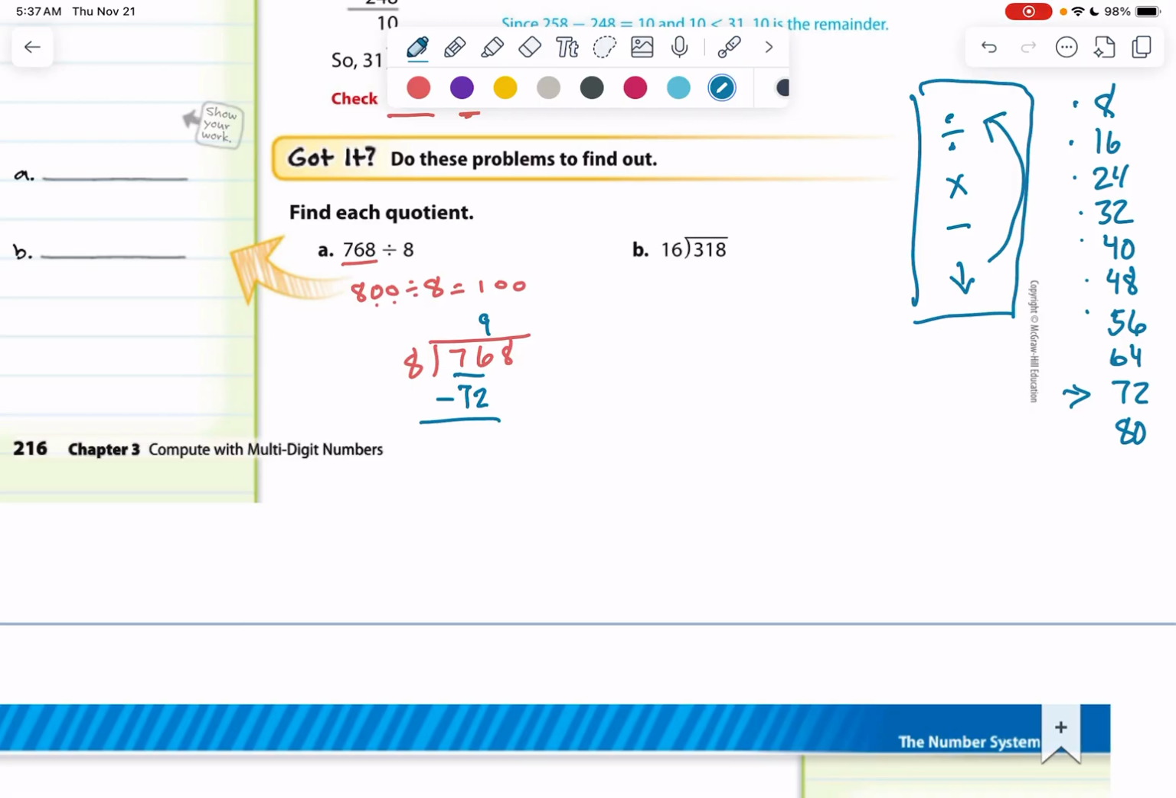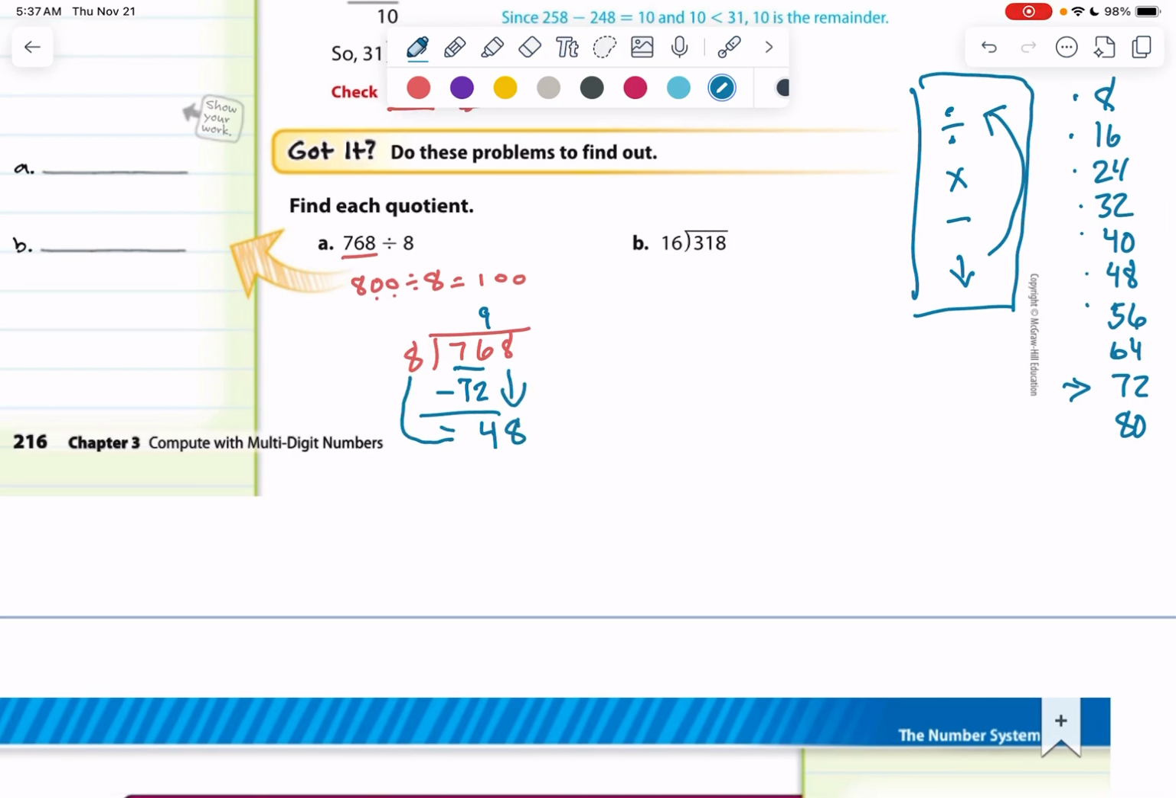Okay, so 6 take away 2, 4, bring down the 8. So now we're thinking about how many groups of 8 we can make out of 48. And yes, that's a multiplication fact. Goes in 6 times. So we're done. 768 divided by 8 is 96. And since 96 is about the same as 100, I would say that checks.